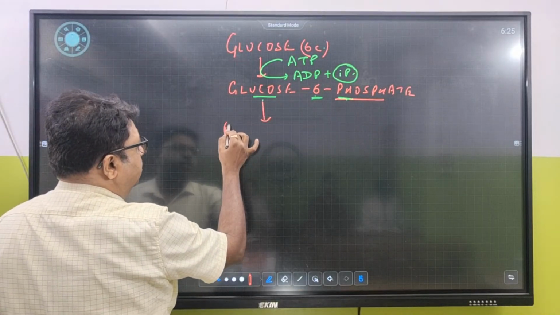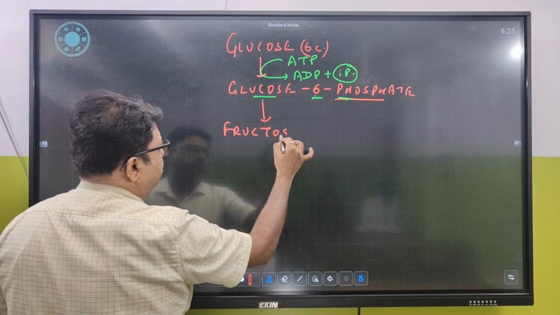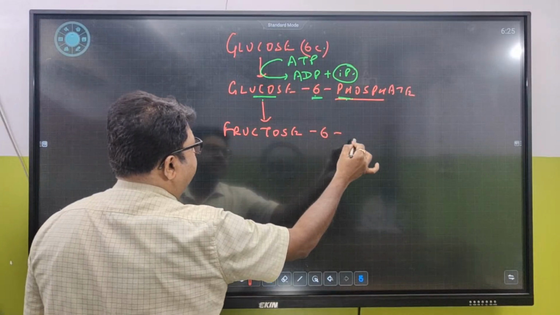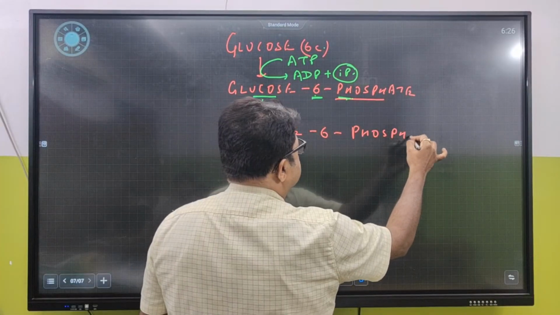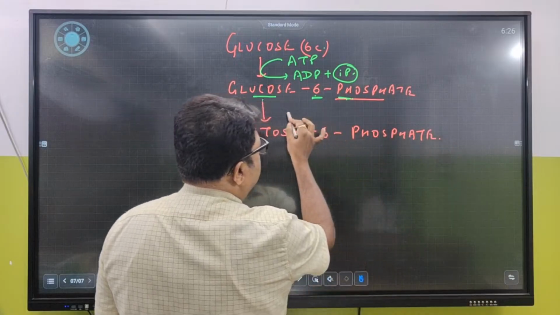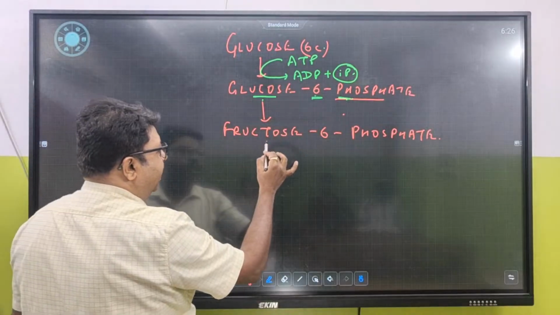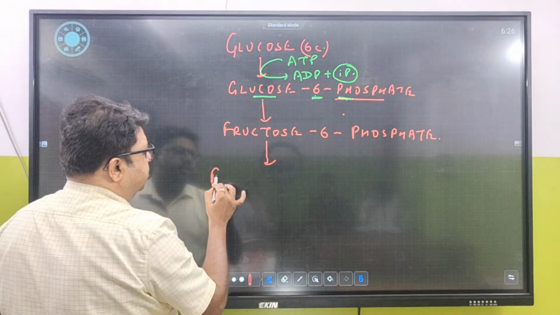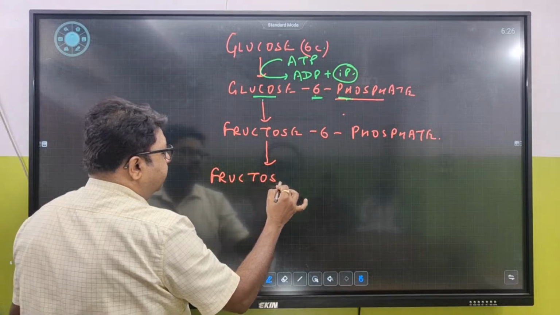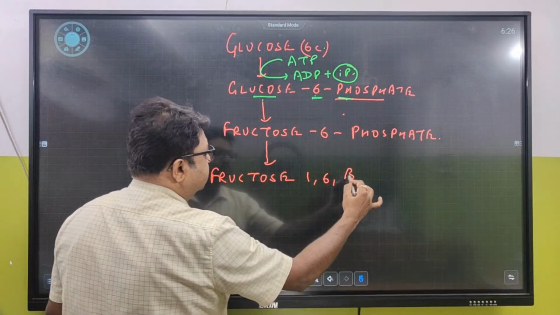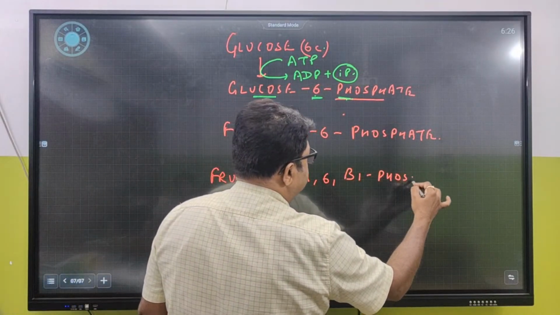What was formed from glucose 6-phosphate? Fructose 6-phosphate. And we know glucose and fructose are isomers. So in the respiration topic, we are also going to talk about the enzymes needed. So what is the enzyme going to be? Isomerase. What was formed from fructose 6-phosphate? Fructose 1,6 biphosphate.